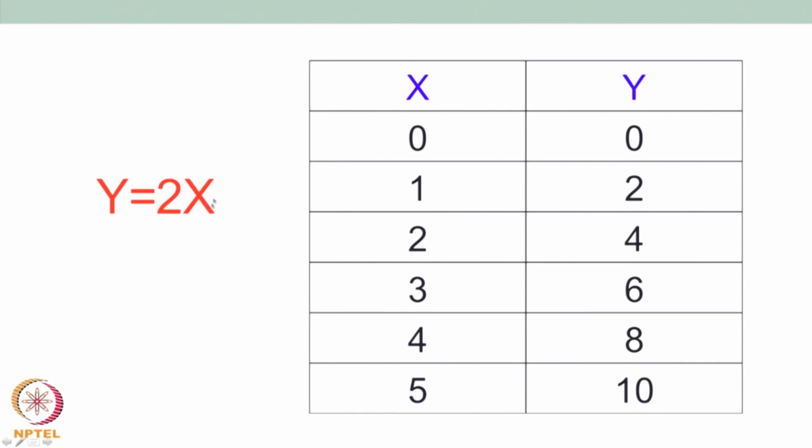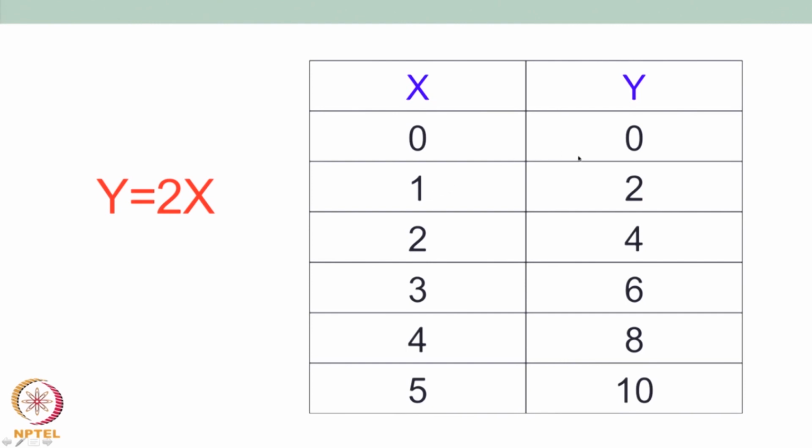So, what does it mean? For every x value, there is a y value that is 2 times the x value. When x is 0, 2 times 0 is 0. When x is 1, 2 times 1 is 2; x is 2, 2 times 2 is 4. When x is 3, it is 6; 2 times 4 is 8, 2 times 5 is 10. So, this table essentially represents this equation, that the y value is 2 times the corresponding x value. That is what this means.